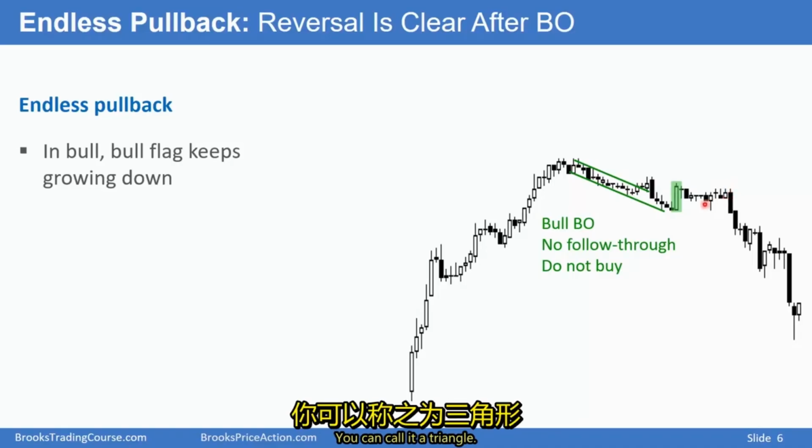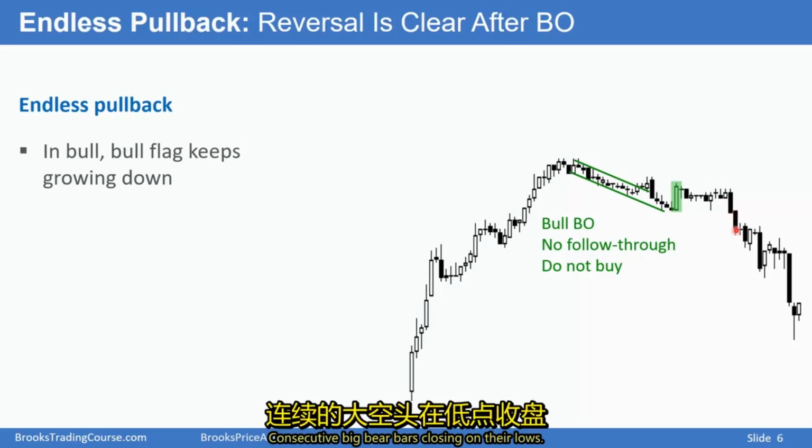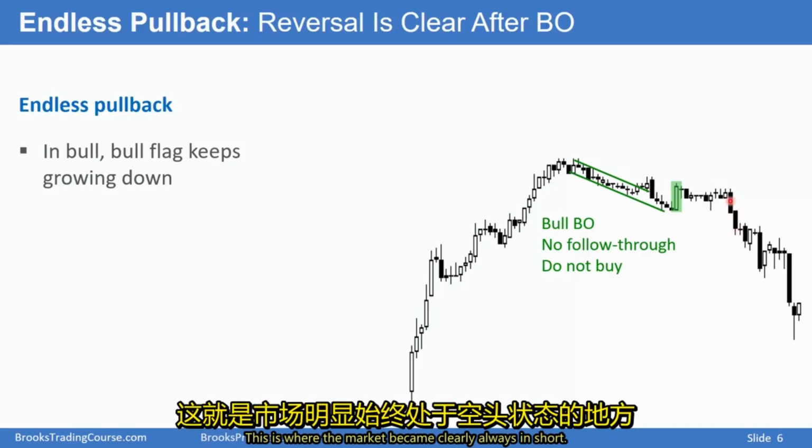Breakout mode here. You can call it a triangle. We went up, we went up, we went up, 3 pushes up, a horizontal pattern, breakout mode, and this is the important point. Consecutive big bear bars closing near their lows. This is where the market became clearly always in short.